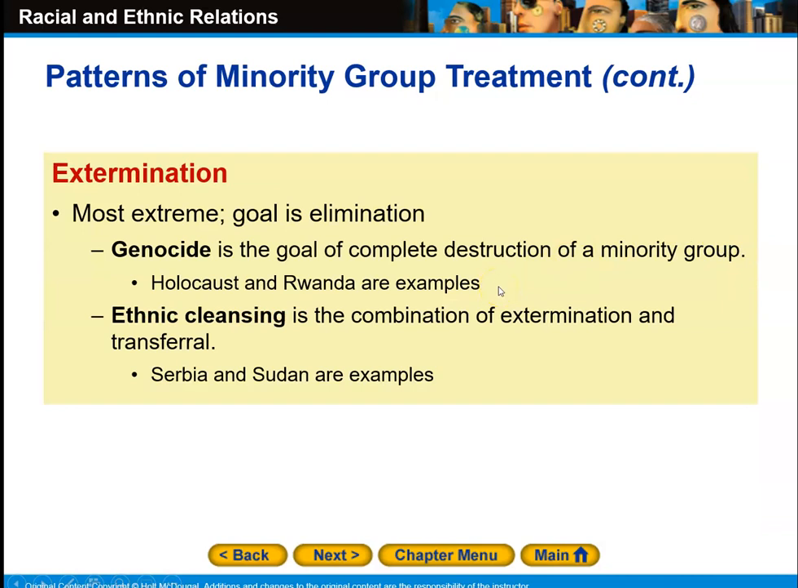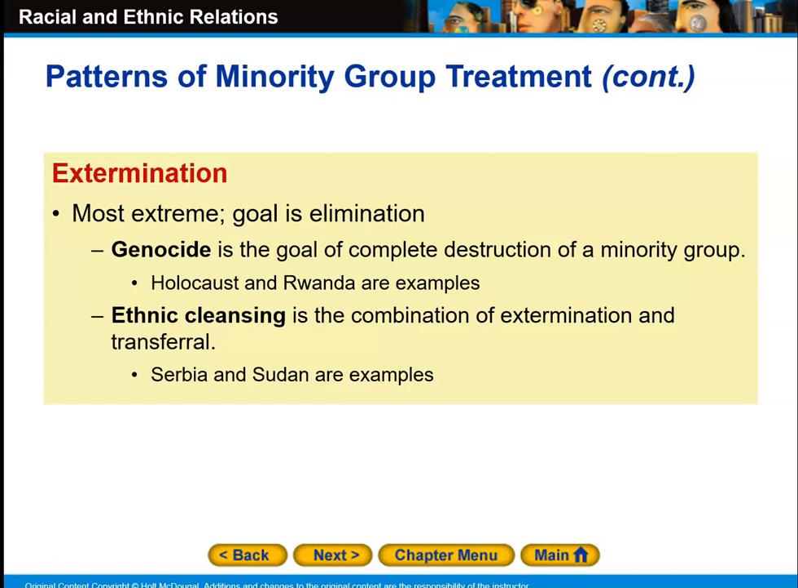Extermination is the most extreme goal, which is elimination. Genocide is the goal of complete destruction of a minority group. The most famous case of this is the Holocaust, which took place in Europe during the Second World War, where the Nazis of Germany tried to eliminate all people of Jewish and Slavic descent.